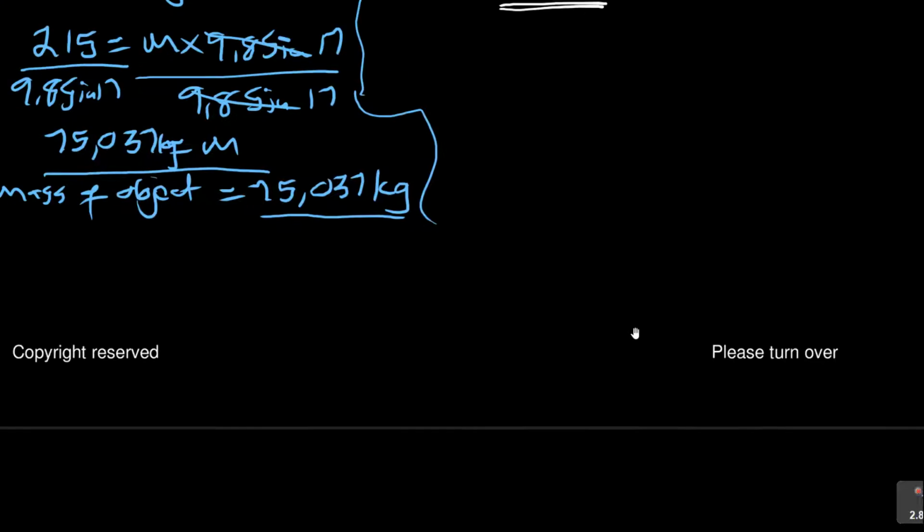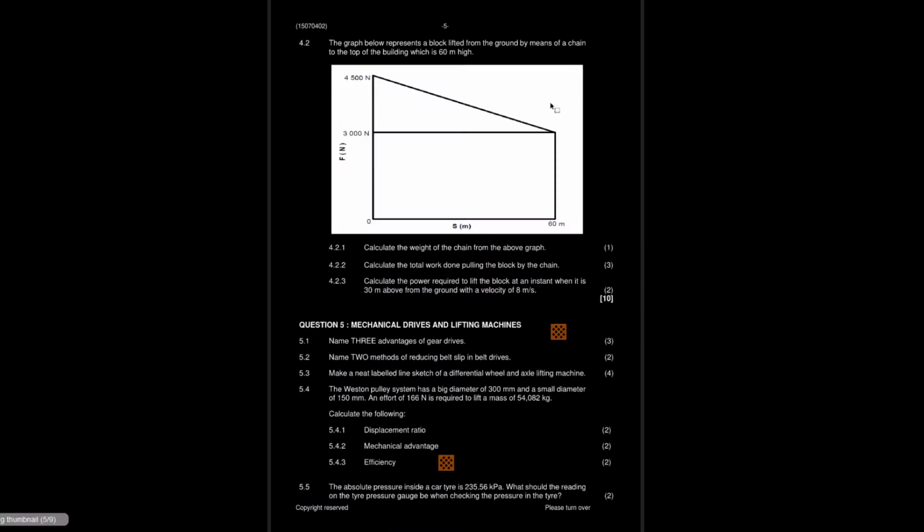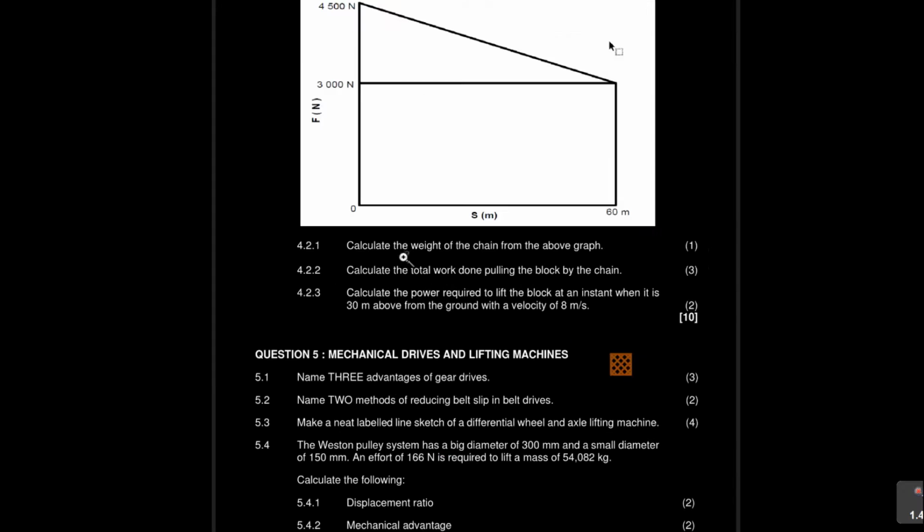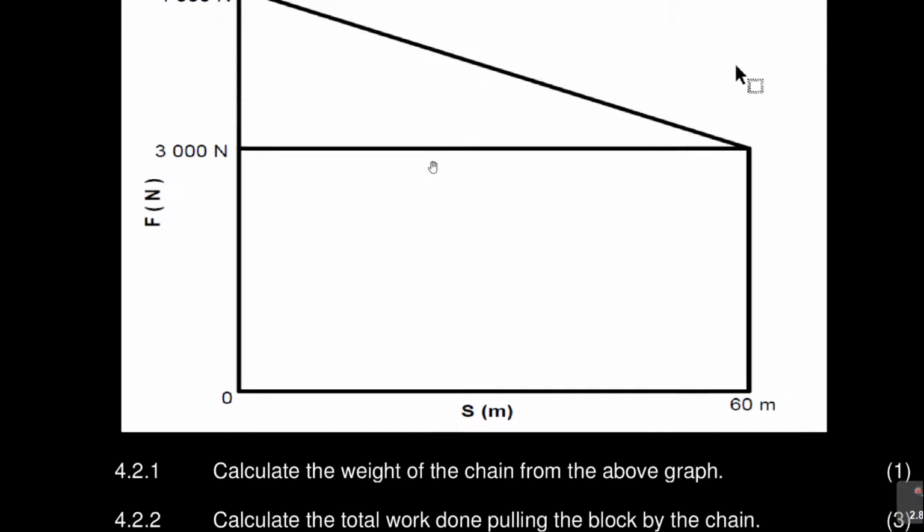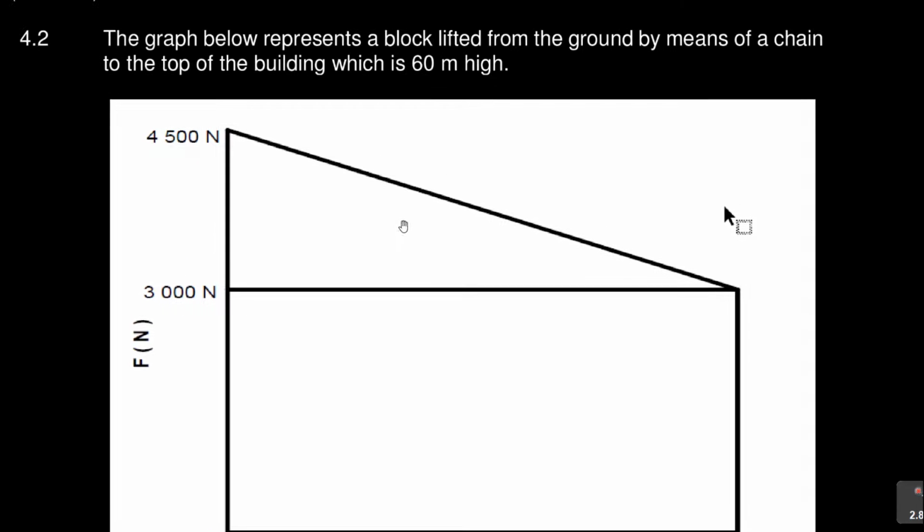Moving on to the next. Nothing else. This was the end, but let's move on to the next question. The next question here, 4.2, still in question 4. They're saying the graph below represents a block lifted from the ground by means of a chain to the top of a building which is 60 meters high. So I think again refer to the previous lessons. I've done quite a lot of work here.